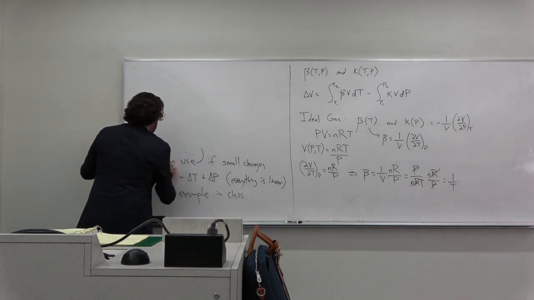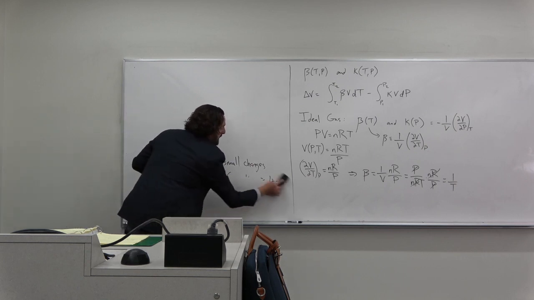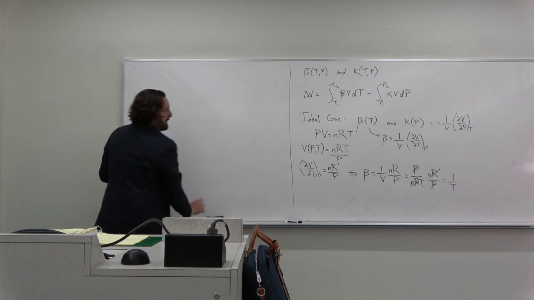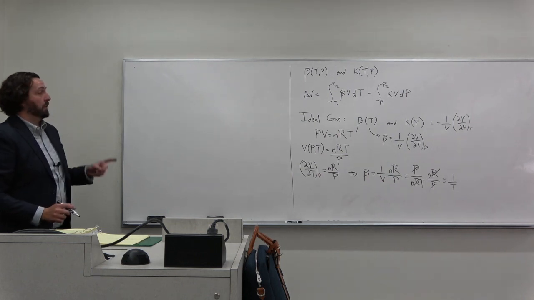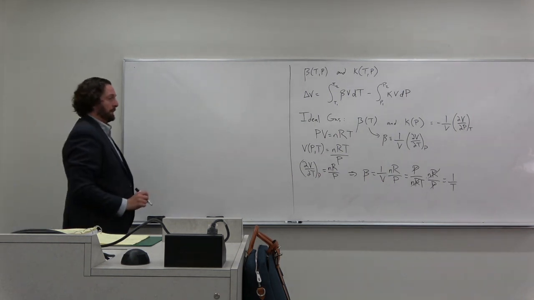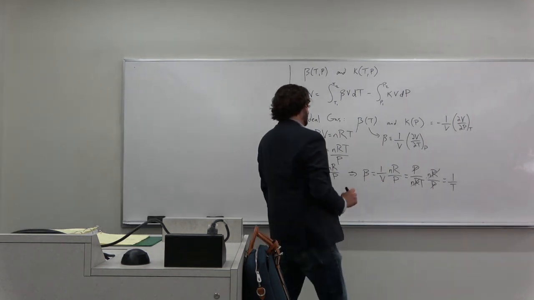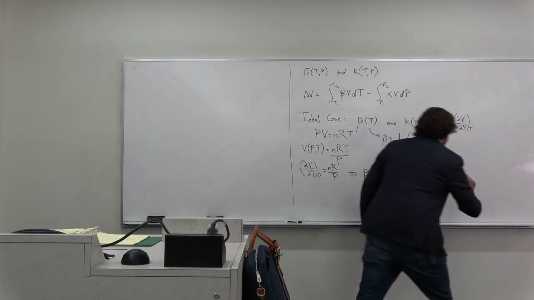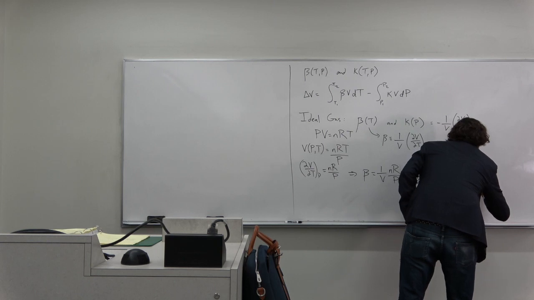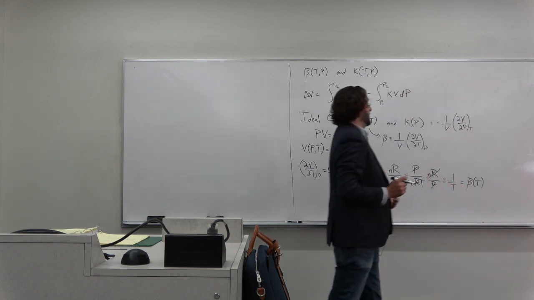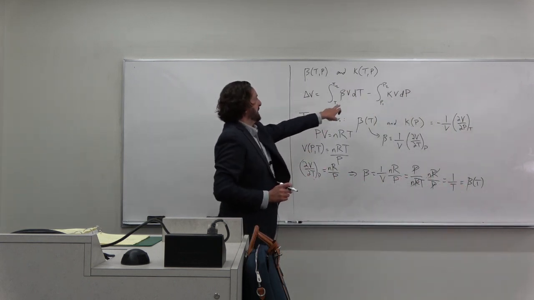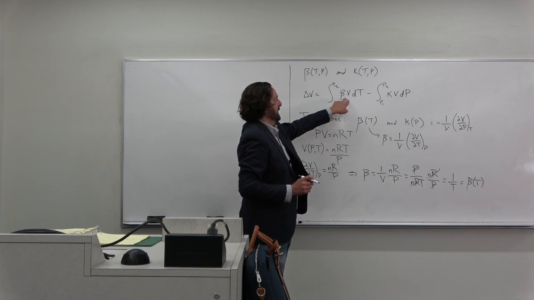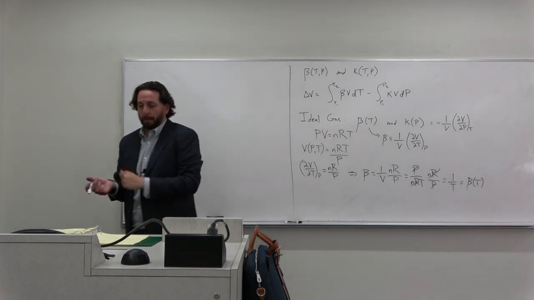So you can see that beta depends on T. It's 1 over T. If we wanted to do this integration, we would have to put 1 over T in there.